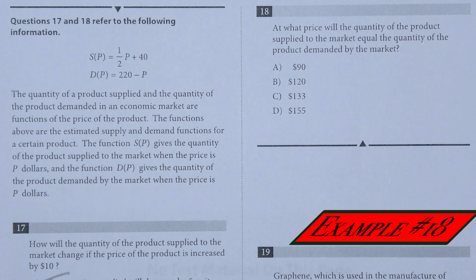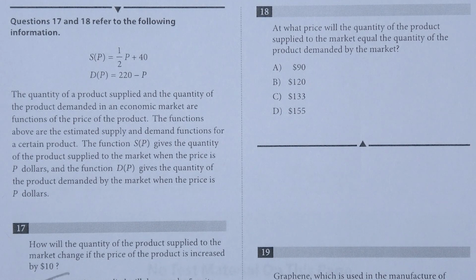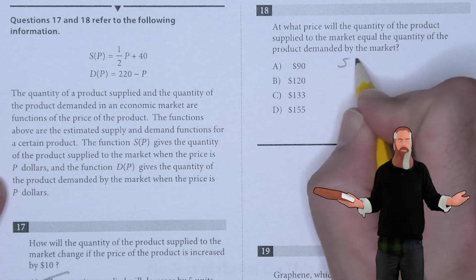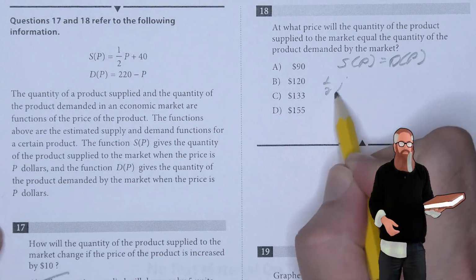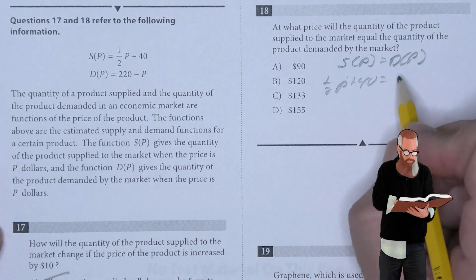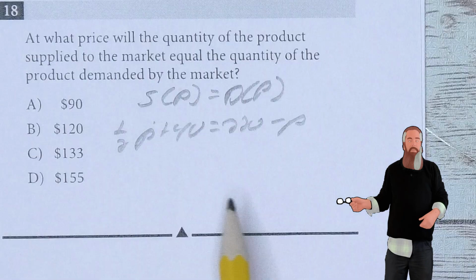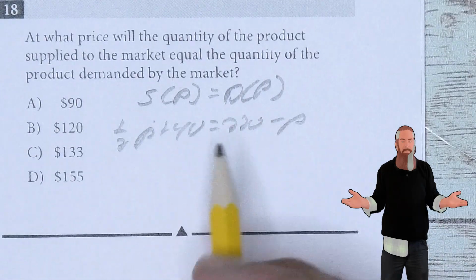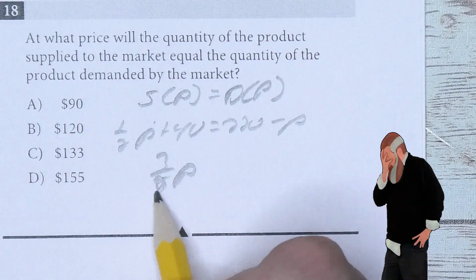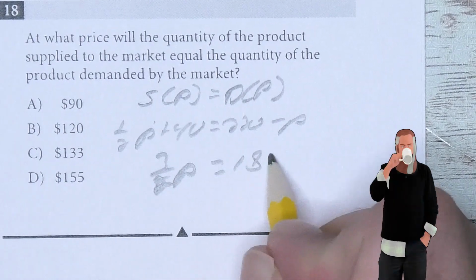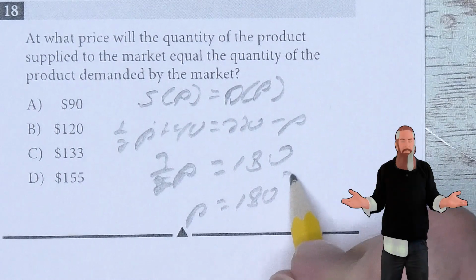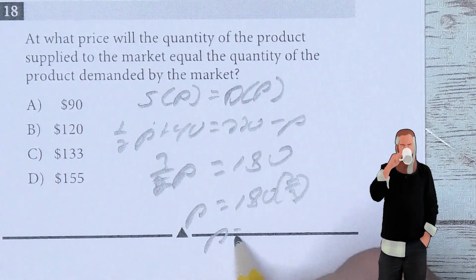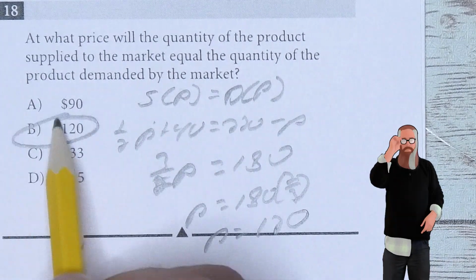At what point will the quantity of the product supplied to the market equal the quantity of the product demanded by the market? So this is asking the question, when will S(P) equal D(P)? This means 1/2 times P + 40 is equal to 220 - P. Solving for P now, I can add P to both sides to get 3/2 P, subtract 40 from both sides, that's equal to 180, so that P is equal to 180 times 2/3, which means that P is 120 and B is your answer.